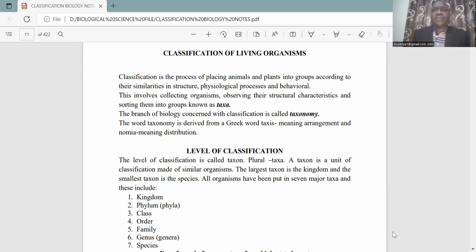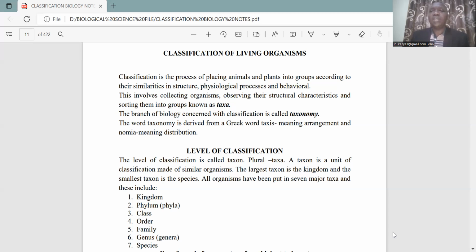So now, when you've collected the organisms and you observe their structural characteristics, and then you sort them into different groups depending on the shared features, each of those groups where you've placed those organisms is called a taxonomic grouping or a taxon, T-A-X-O-N, and the plural is taxa.